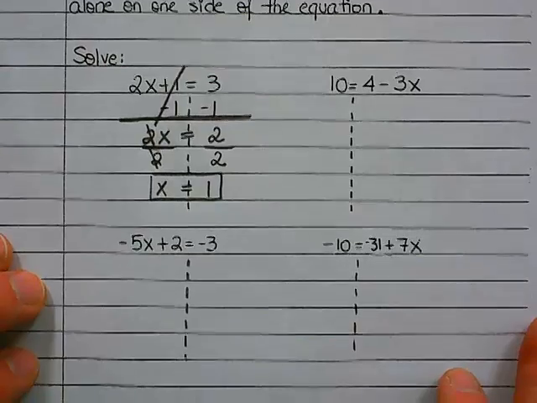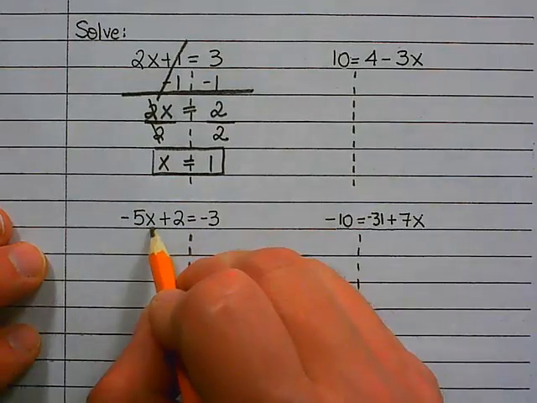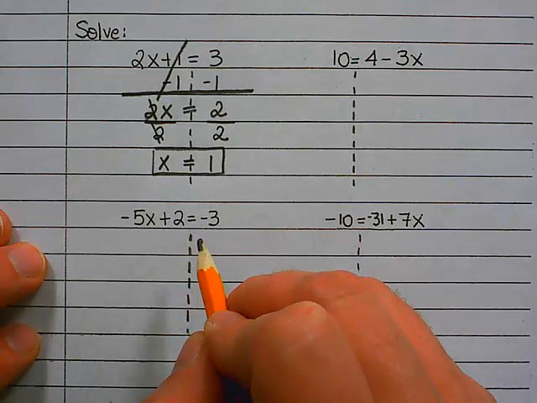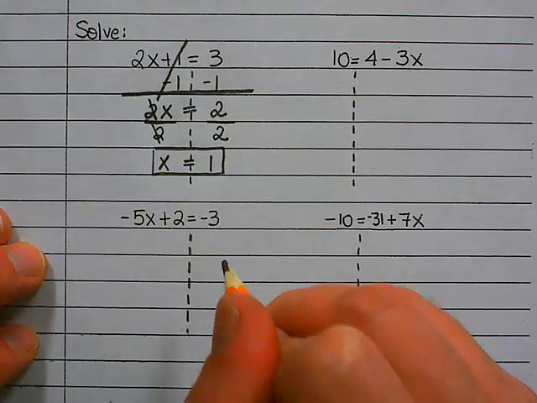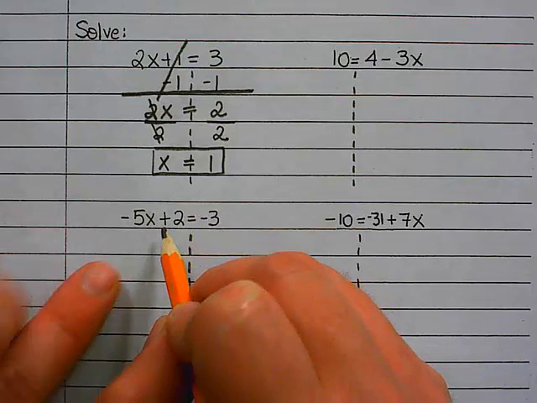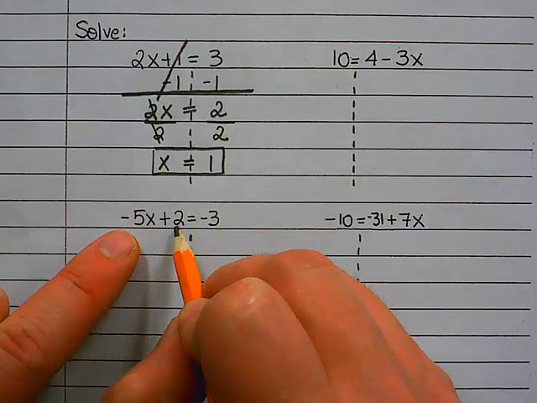Alright, let's go ahead and proceed to the next problem. So let me bring it up to view. Alright, very well. This time we have negative 5x plus 2 equals negative 3. Remember our goal, what we want to do in this problem. We want to get the letter x alone. To do that, we need to get rid of the 5 and the 2.